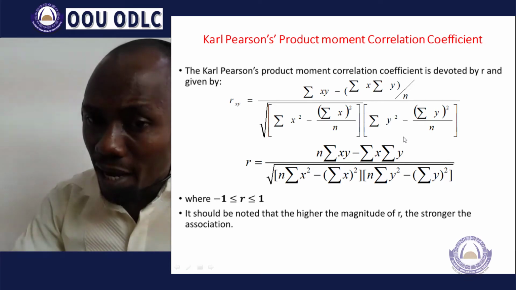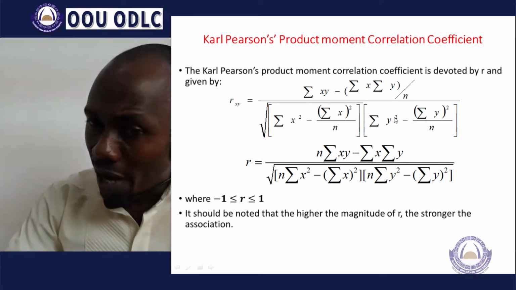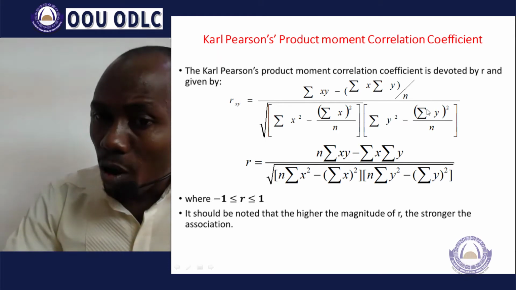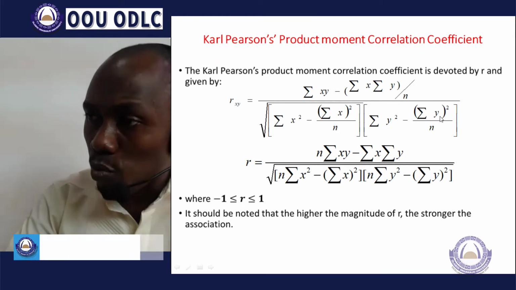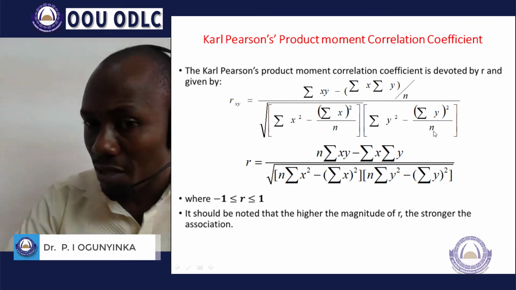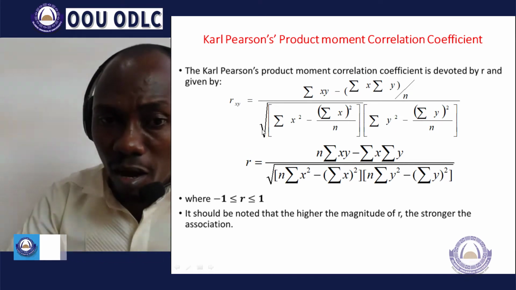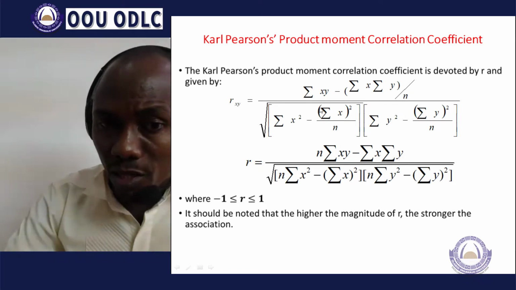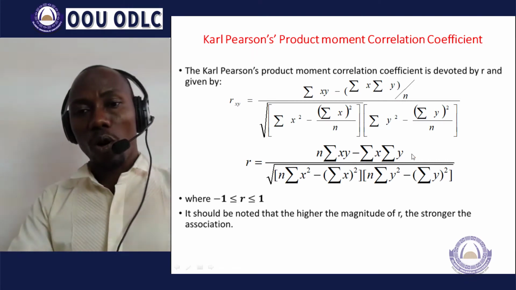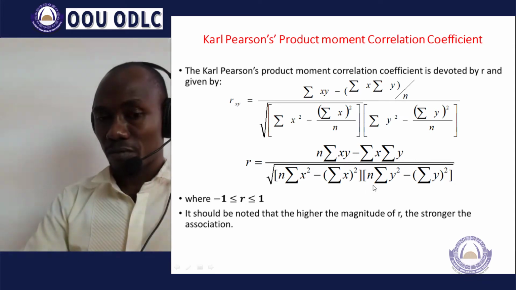This is multiplied by the summation of the square of y minus the division of the square of the summation of y divided by the sample size n. Or this denominator is under the umbrella of the square root. Further simplification of this first equation will lead to this second equation.